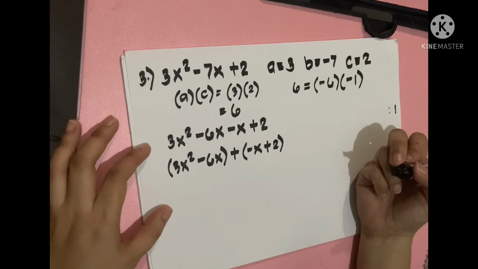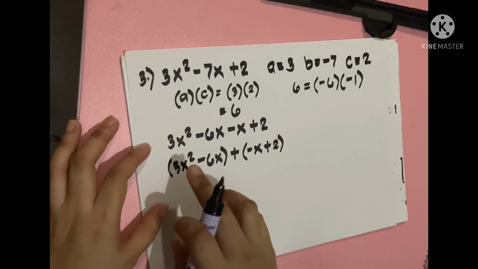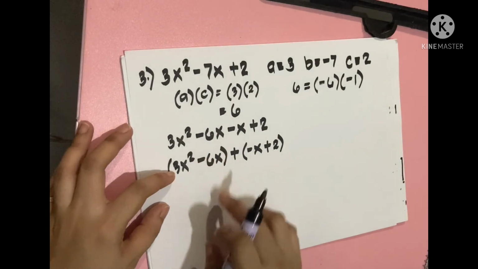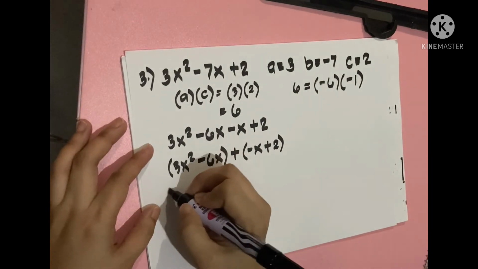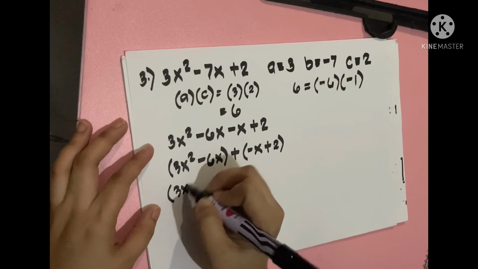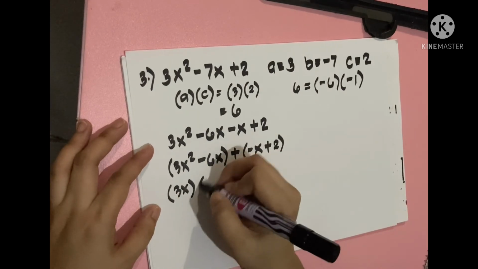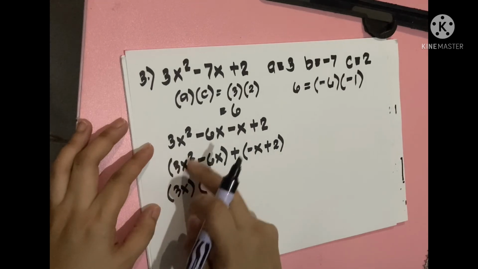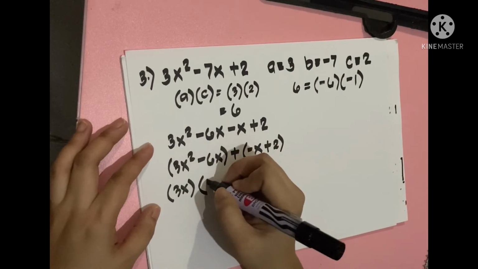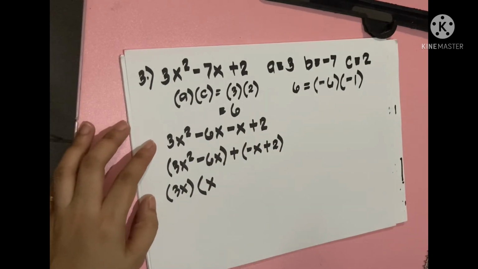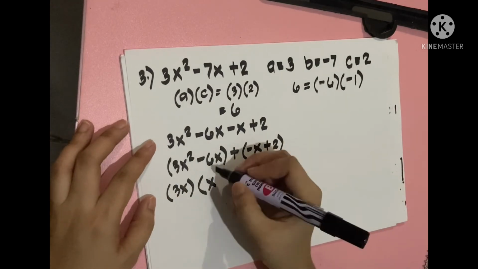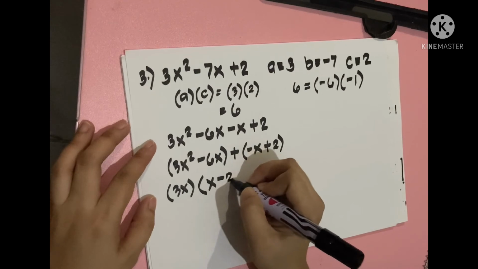Okay? So, isipin natin kung ano ang possible factors ng 3x squared tsaka ng negative 6x. So, that is 3x. Okay? And then, bawat terms, i-divide natin by 3x. So, 3x squared divided by 3x, that is equal to x. Negative 6x divided by positive 3x, so that's equal to negative 2.